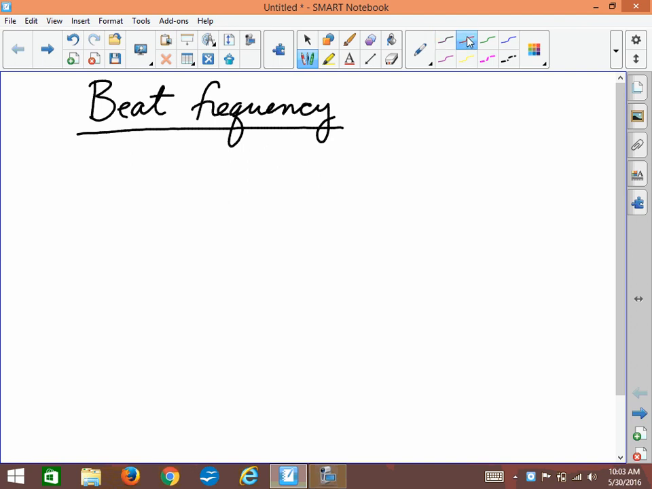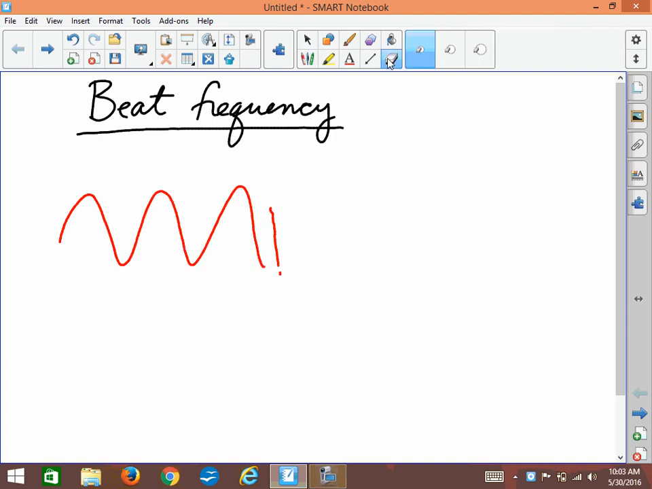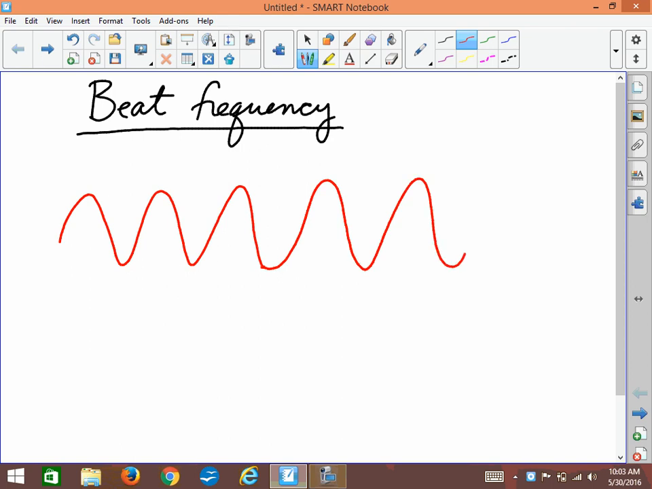I'm going to draw one in red. I'm going to try to draw it with a specific frequency. There we go. Okay, so here's a wave. Let's say this is a sound wave at a particular frequency.